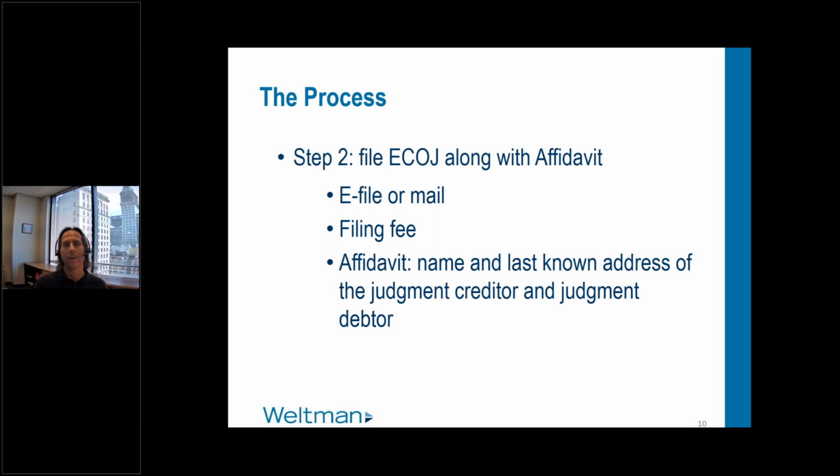Then you're going to file an affidavit, and this comes out of UAFJA. This is a standard thing. UAFJA just requires that this affidavit be filed, and it has the name and last known address of both the judgment creditor and the judgment debtor. That's basically all that's required on it. It's not complicated, but that's something the courts will require you to do when you file your ECOJ. So next slide, we'll move on to step number 3.